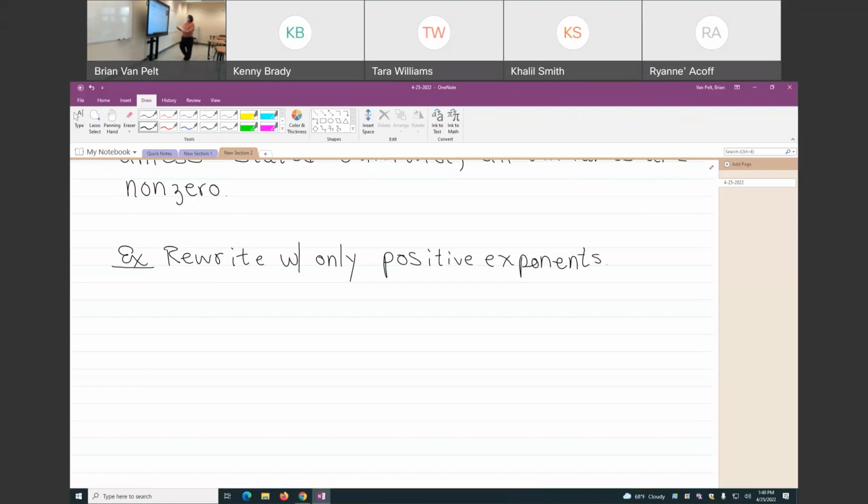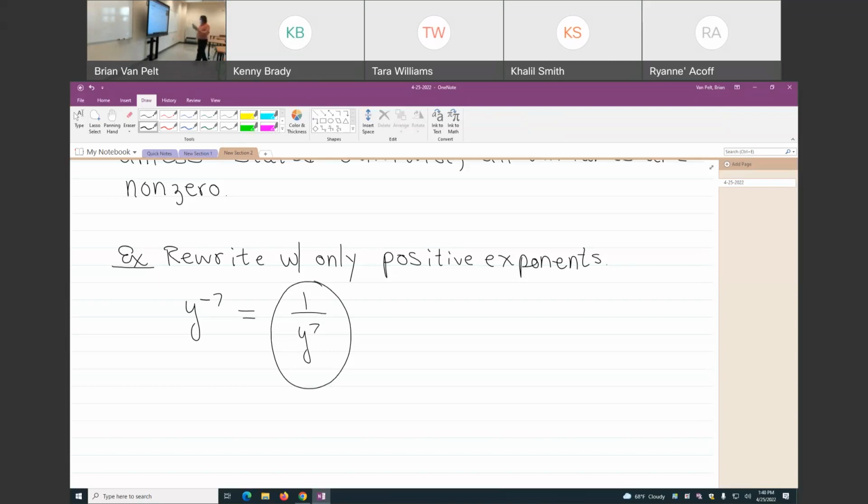So I'll show you the first example. Y to the negative 7. You don't know the value of y, but at least you can apply the one rule that we have and take the negative away from the exponent. So your final answer will look like this. Since I can't do anything about not knowing what the value of y is, that's my answer. That has positive exponents. Knowing that y is not equal to 0 means that I don't have a problem dividing by it.